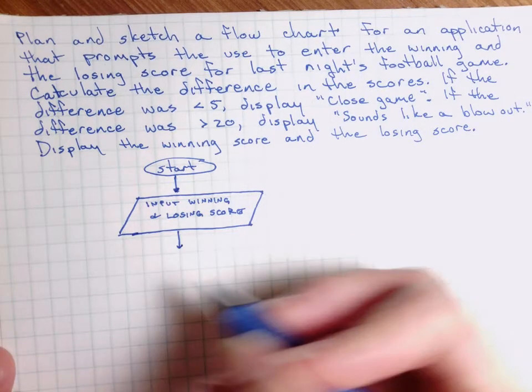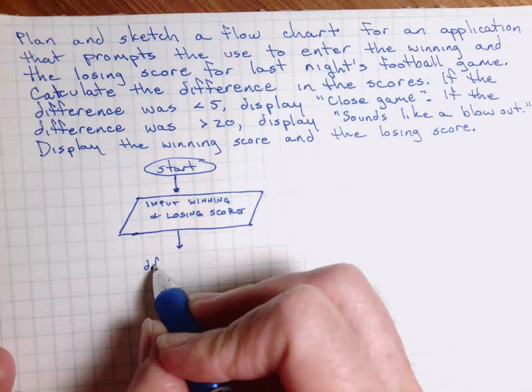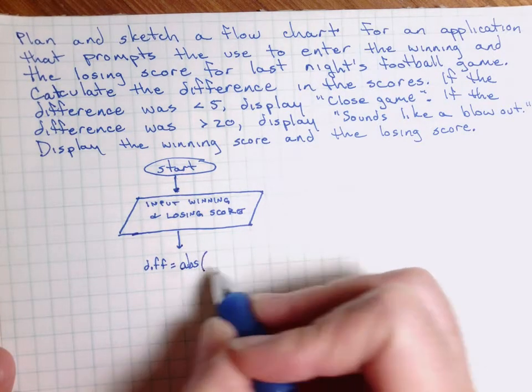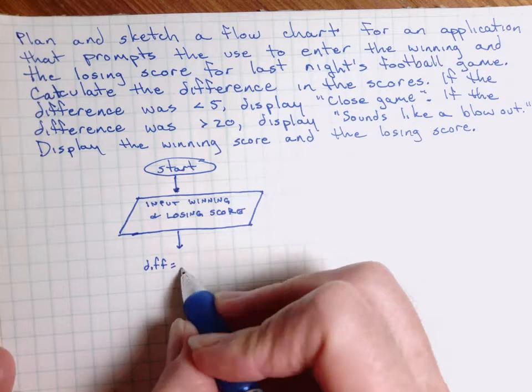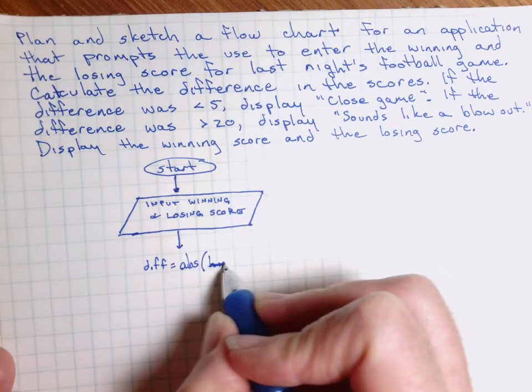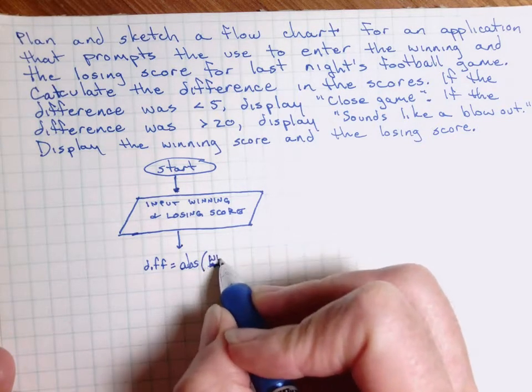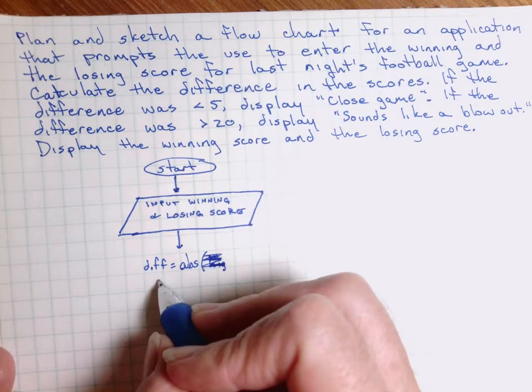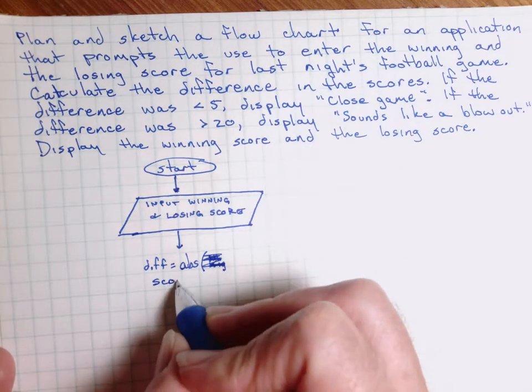So the difference between the two scores, we want to actually calculate the absolute value. So I'm going to put absolute value of the high, excuse me, we don't know which is high and which is low, of the absolute value of score 1 minus score 2.